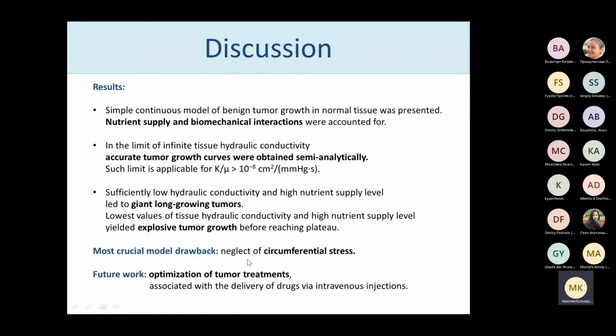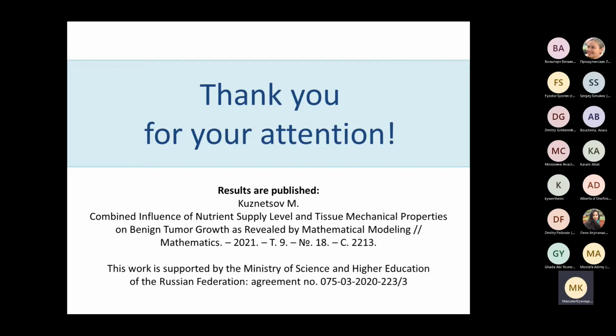The most crucial model drawback is the neglect of circumferential stress, which arises as the normal tissue stretches due to the growth of the tumor within it. It will certainly be accounted for, but it's not a trivial task to keep the numerical cost low. So thank you for your attention.